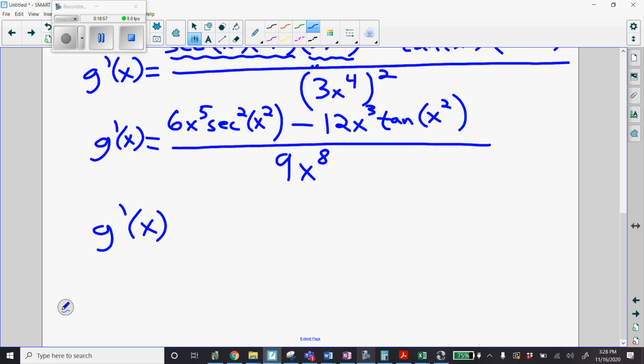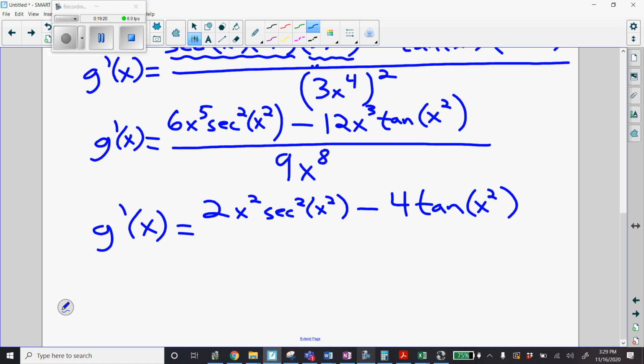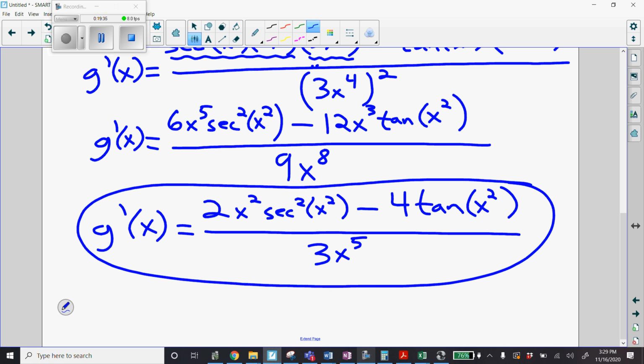Well, again, I'm dividing my coefficients all by 3. 6 divided by 3 is 2. I'm taking 3 powers of x's away. So that x to the fifth is going to end up being x squared. Twelve divided by 3 is 4. All the x cubes are gone. Divided by 9 divided by 3 is 3. X to the eighth divided by x cubed will be x to the fifth. And there's my nice simplified final answer.